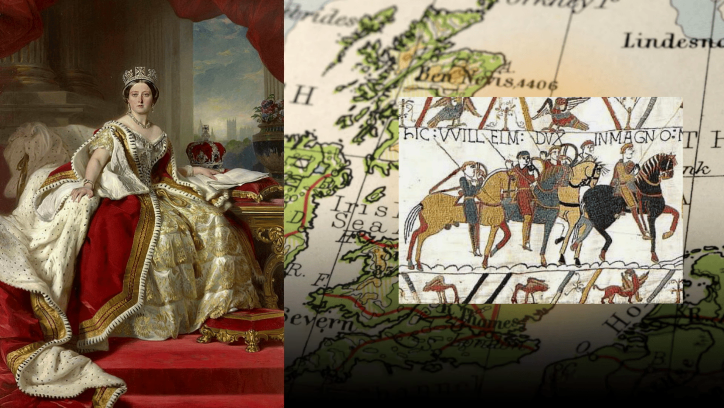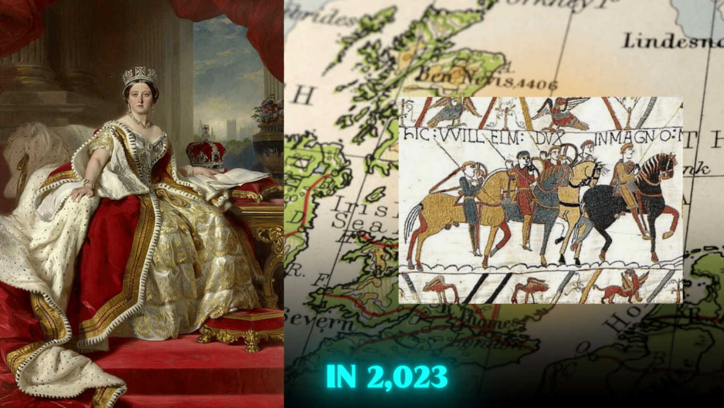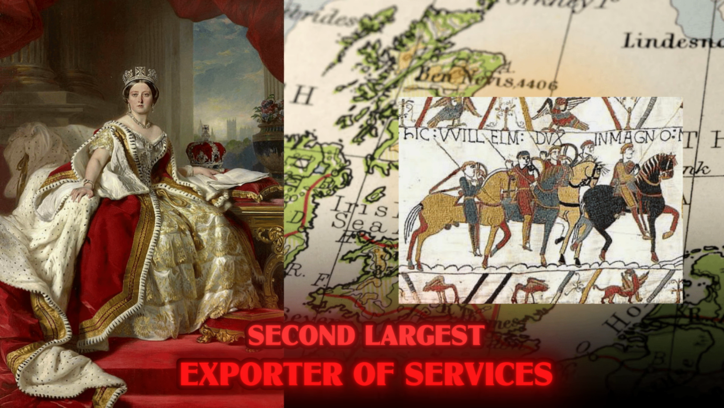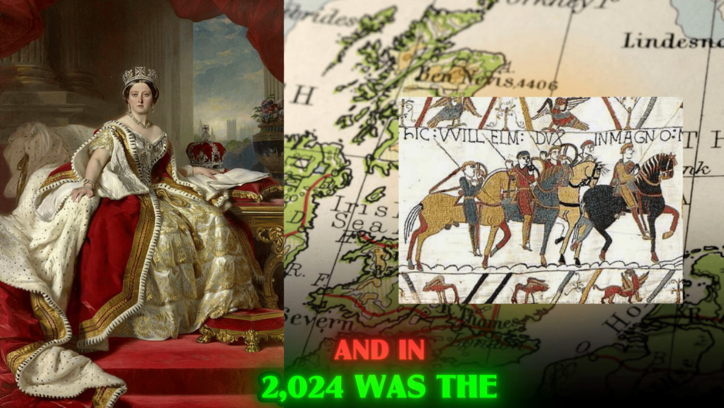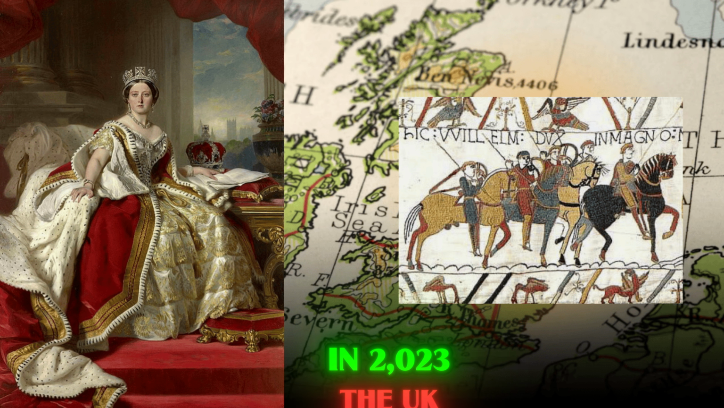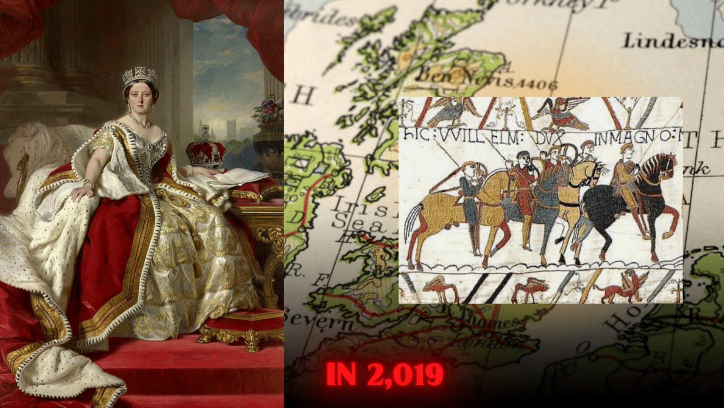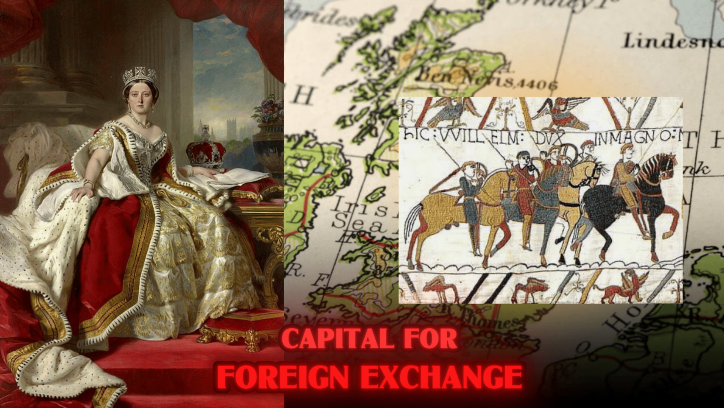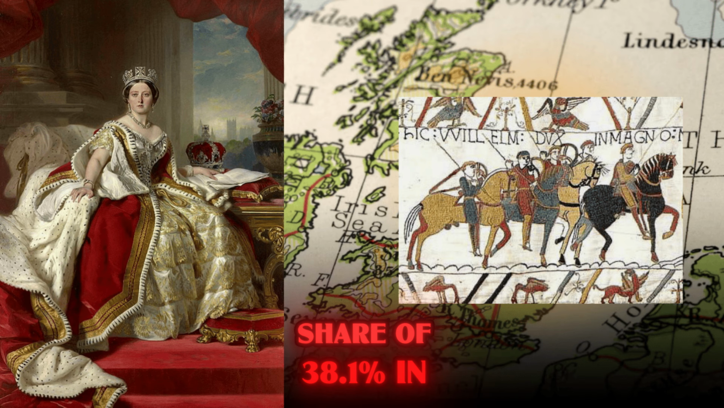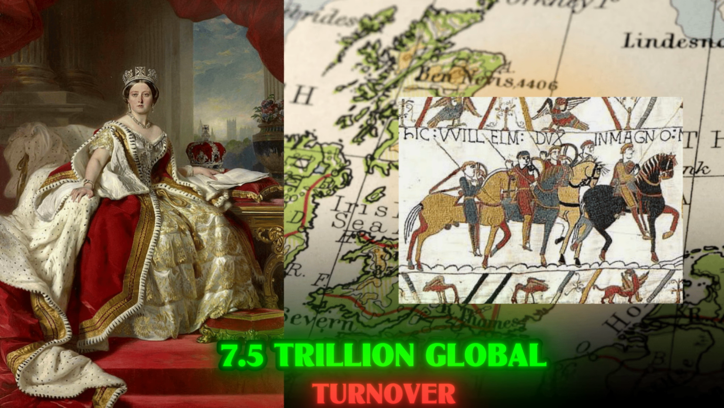Industries and services. The service sector made up around 80% of the UK's GVA in 2023. As of 2023, it is the world's second-largest exporter of services and in 2024 was the world's largest net exporter of financial services. In 2023, the UK was 13% above its pre-pandemic and pre-Brexit peak in 2019 for service exports. London is the world capital for foreign exchange trading, with a market share of 38.1% in 2022 of the daily US $7.5 trillion global turnover.